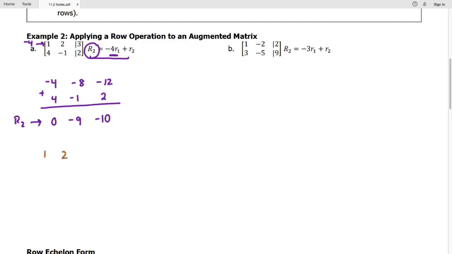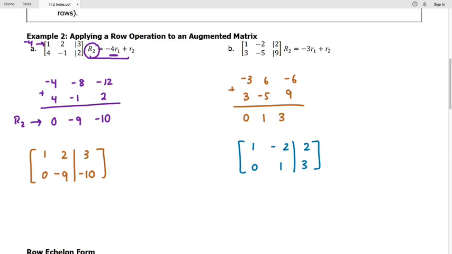We don't change row 1. We keep it as 1, 2, 3, and we replace row 2 with those values that we just calculated using the rule that we were given. So 1, 2, 3, 0, -9, -10. I'm going to draw that line there again to separate where the equal sign would be in our system of equations, and that is our new augmented matrix applying that row operation. So give option B a try, or example B a try. I'll put the answer up, pause the video, do it, and then check your work against mine.